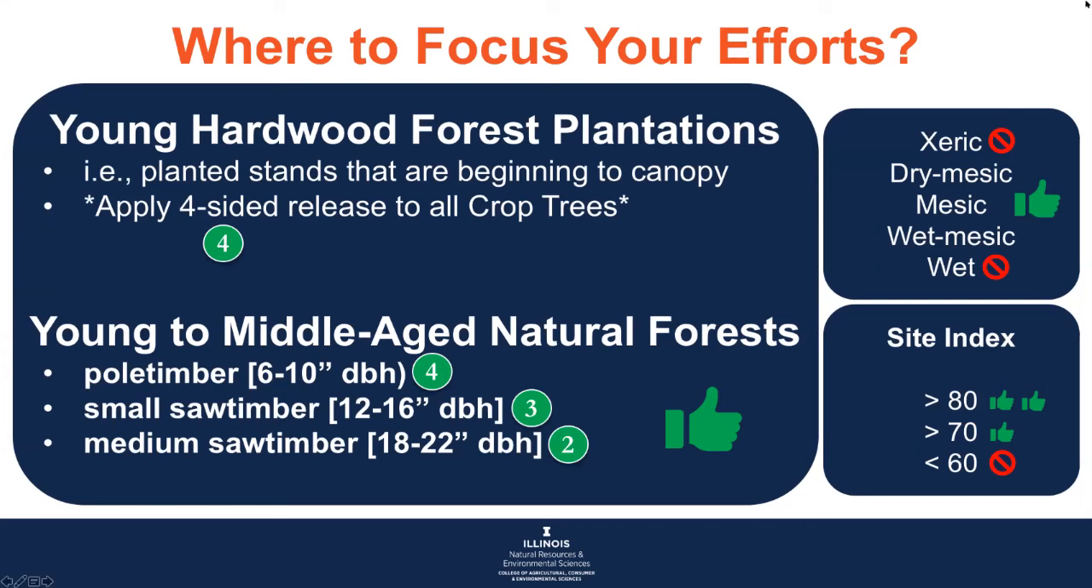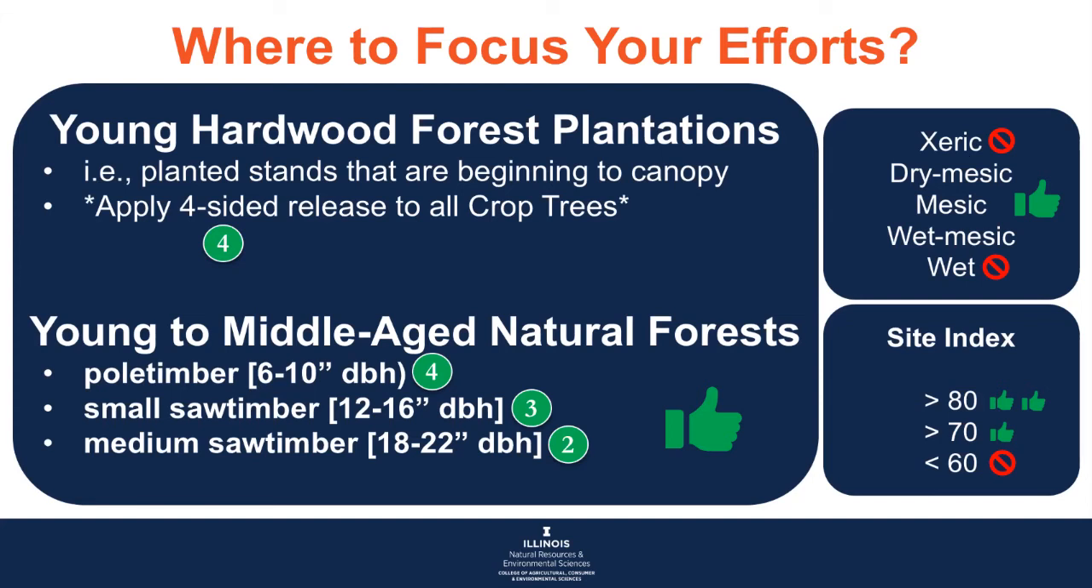On the right part of this slide is a soil moisture gradient. We go from xeric, which is excessively well drained, to dry mesic, wet mesic, and wet. So wet basically means very poorly drained. On the excessively drained sites and the very poorly drained sites, I really don't focus any crop tree management efforts. You really don't get a good return on investment.